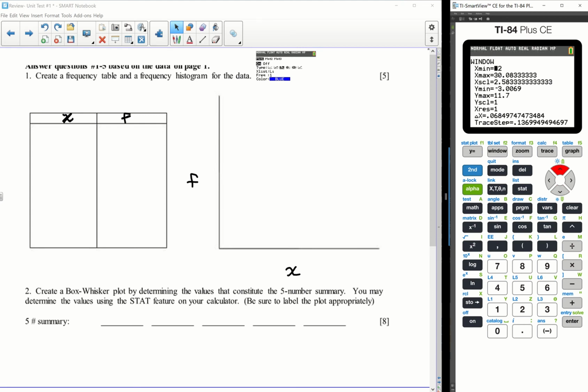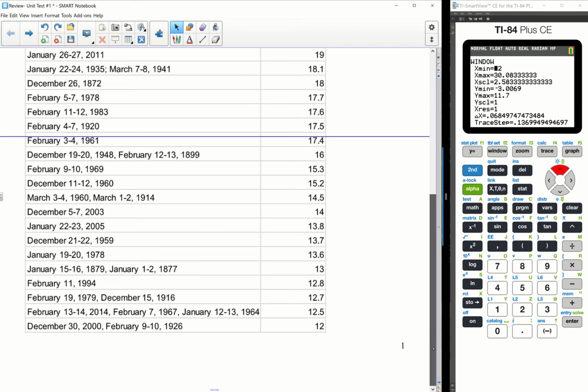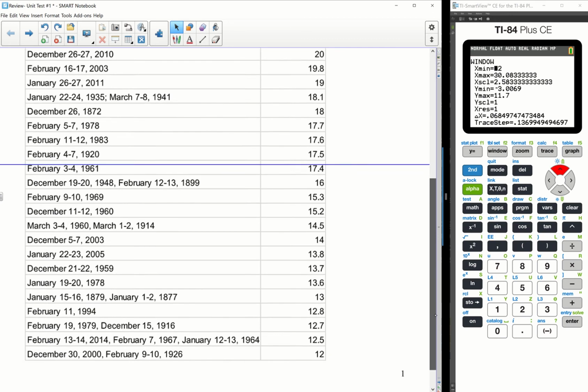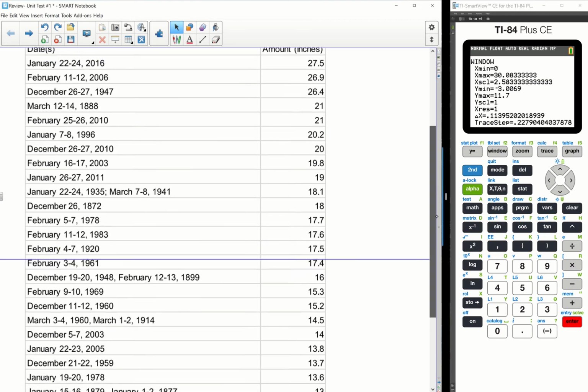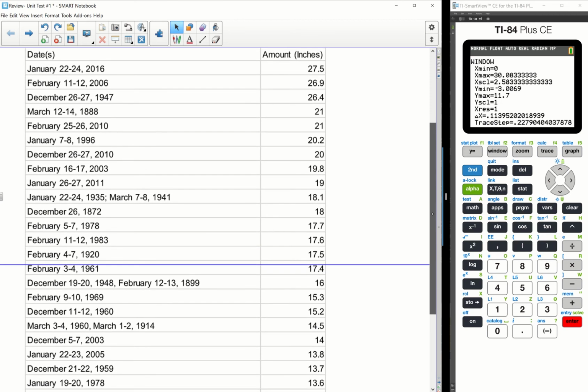All right, your X min should be a value that you know is lower than the lowest value in your data set. So you could look back to the raw data, which is in decreasing order. You see the lowest value is 12 and the highest value is 27.5. You want your lowest value to be smaller than the smallest value in a data set. So you can go 0 on that if you want. You can go 10 also. Doesn't matter. I'm going to go 0. And you want the largest value, your X max, to be larger than the largest value in the data set.